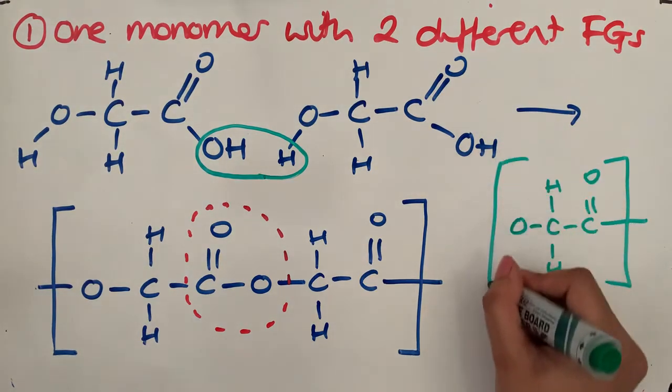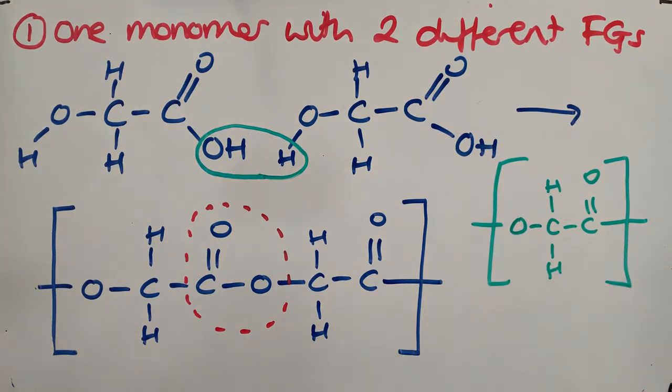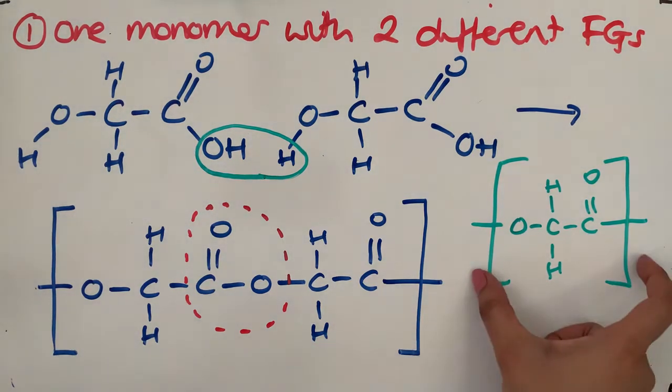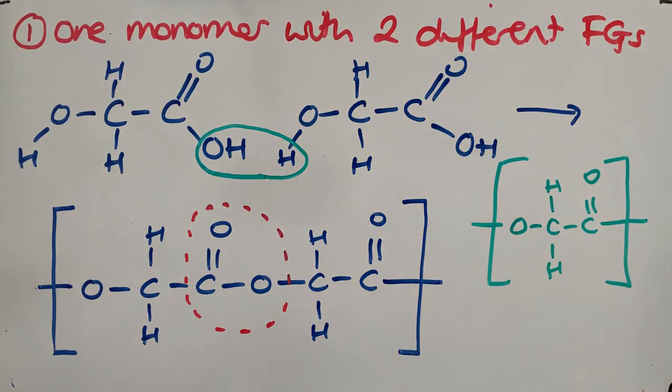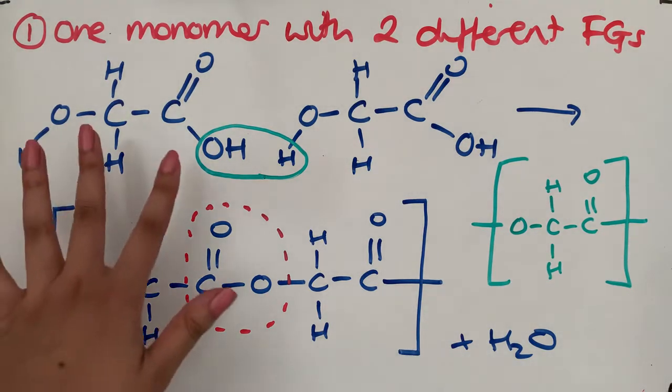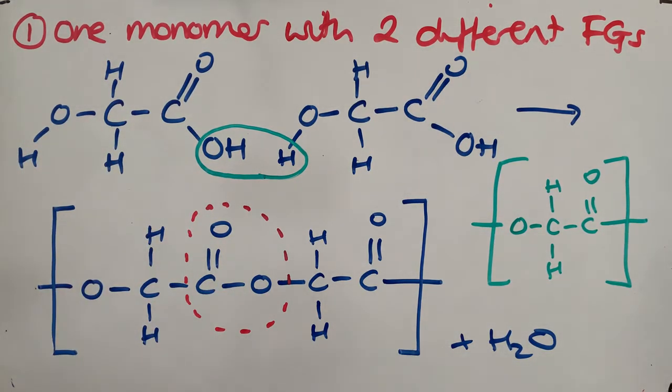Okay, this over here is one repeat unit. Essentially this over here is just two lots of those next to each other. And remember, don't forget, we are also producing that water molecule in this process as well. So that is one way that we can form a polyester, where we just use one monomer that has both the functional groups in it.